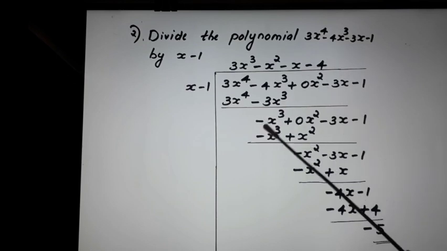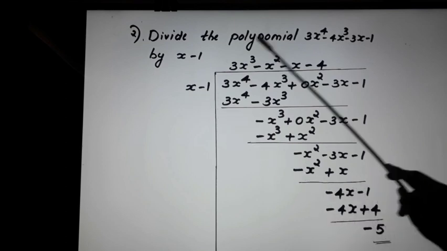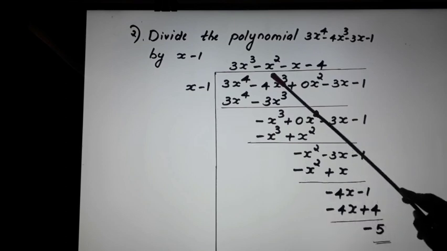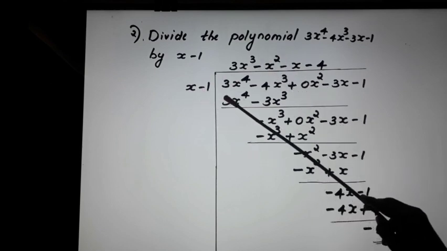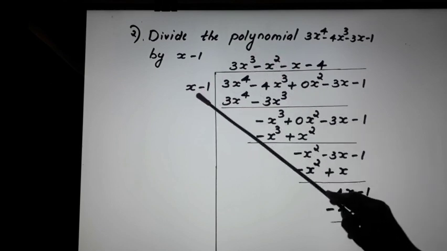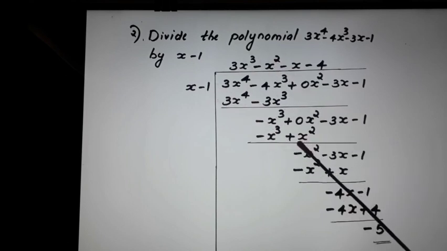Now next step, again we will follow the same steps. Take the first term, minus x cube, divided by the first term here, x. You get the next term of the quotient, that is minus x square. Now multiply minus x square with all the terms of the divisor. Minus x square into x, it is minus x cube. Minus x square into minus 1, it is positive x square.